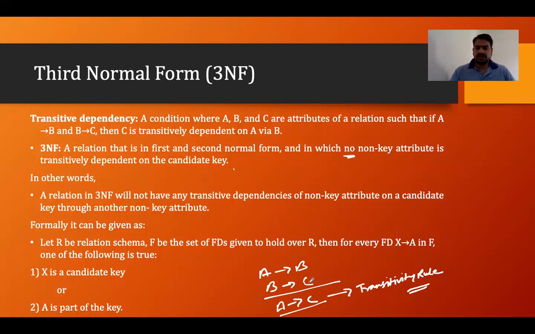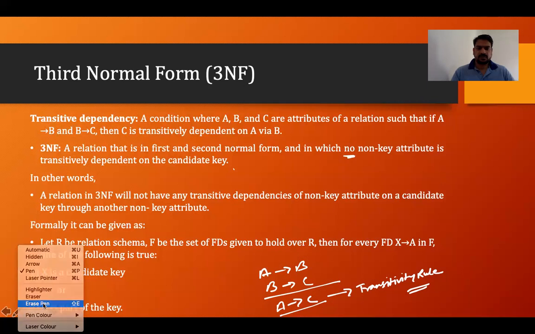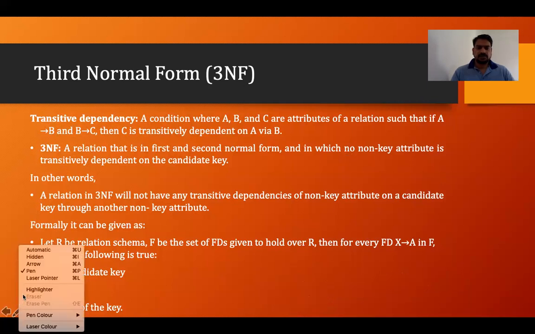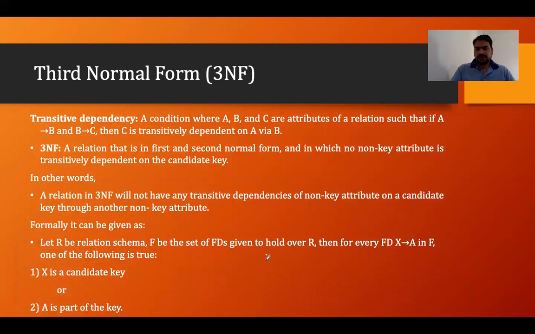Now assume that this is my functional dependency. Assume that I have a relation A, B, C, okay? And I have functional dependencies, A determines B, B determines C, right? Now, this is my functional dependency with this table. Can I say this table is in third normal form? For that, I have to fulfill the condition. What condition? It says that it should be in first and second normal form.